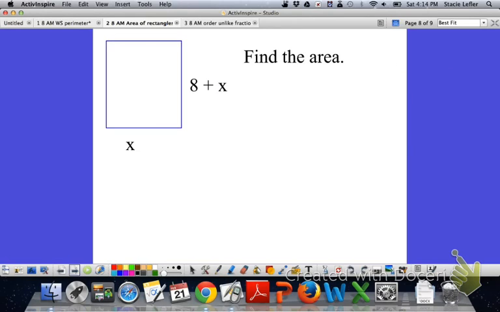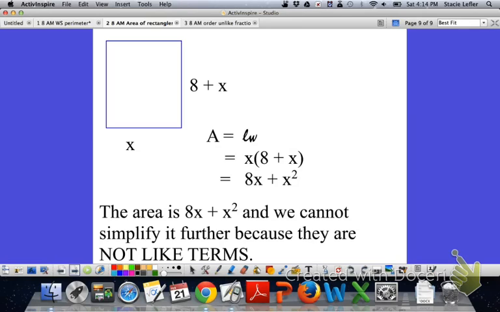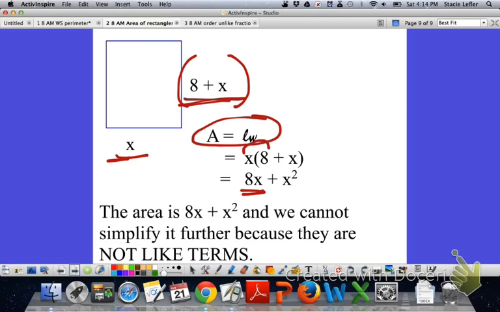So find the area of this rectangle. Go ahead and pause the video. So you would have written that the area is length times width, so x times 8 plus x. We have to put the 8 plus x in parentheses because that is one side of our rectangle. And then we're using that distributive property to take x times 8, which is 8x, and x times x, which is x squared. And we bring down our plus sign. So the area is 8x plus x squared, and no, we can't simplify it any further because they are not like terms.